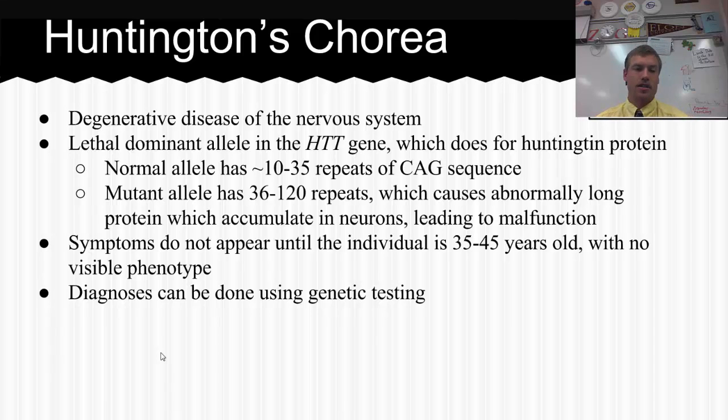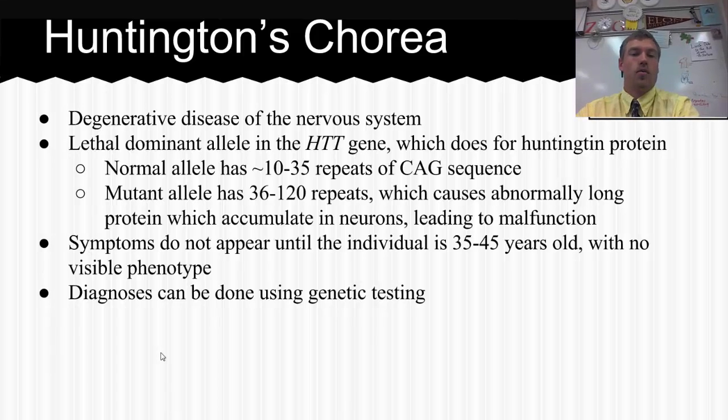So you can see where the name of the gene came from, and specifically they were looking for the gene that was coding for this disease. And what happens is that the normal allele has approximately 10 to 35 repeats of the CAG sequence. So this is like a triple nucleotide sequence. However, the mutant allele has between 36 and 120 repeats, which causes an abnormally long protein. The Huntingtin protein is abnormally long.